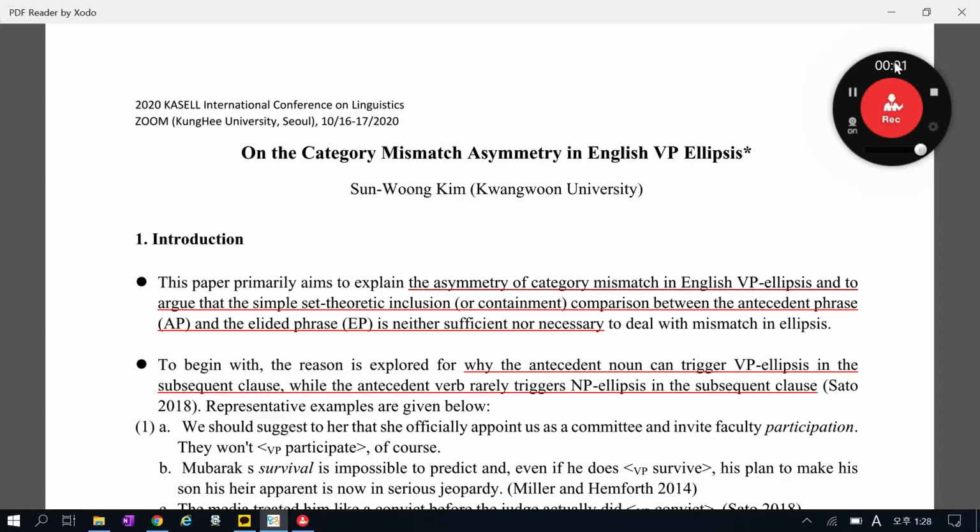Mismatch asymmetry in VP ellipsis. My name is Sun-Woong Kim from Gwangwon University.